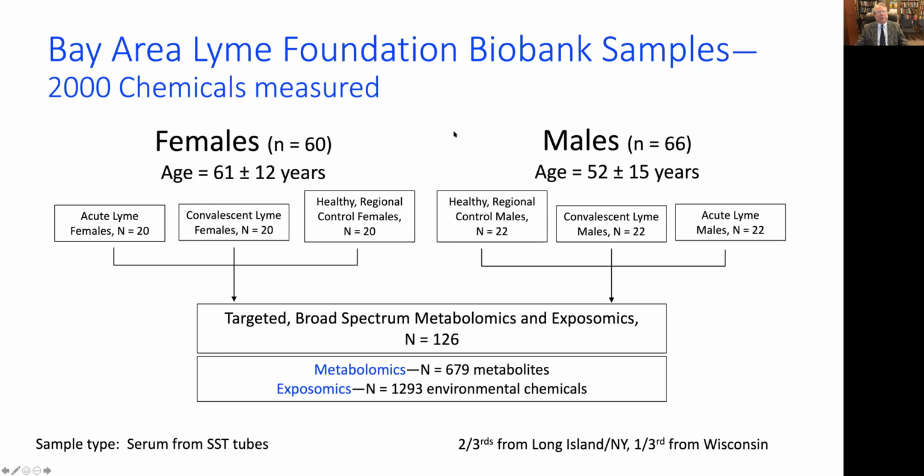To give you an overall outline of the work, the samples were collected by the Bay Area Lyme Foundation Biobank. Eventually we'll analyze about 2,000 chemicals, but we have a group of 60 females and 66 males. They're divided into females with acute Lyme, then paired convalescent samples, and then regional controls, and the same for males. I'll be talking today just about the results for the females. The two different areas are the Lyme hotspots centered roughly on Long Island, New York, and the second one in the upper Midwest in Wisconsin. You can see they're about 2/3 from New York and about 1/3 from Wisconsin.